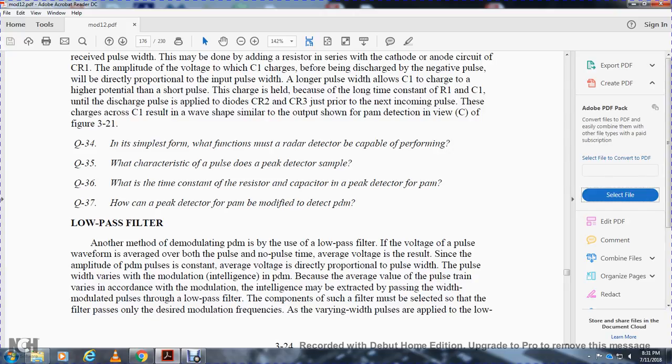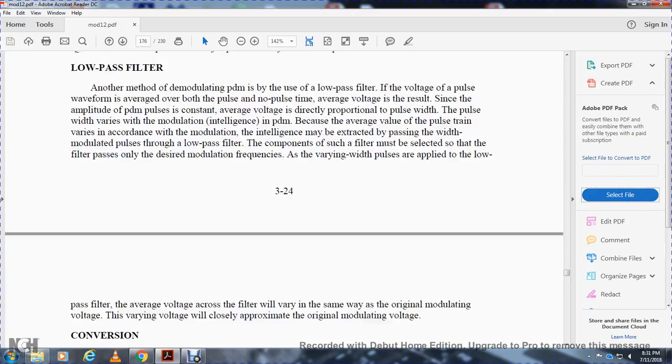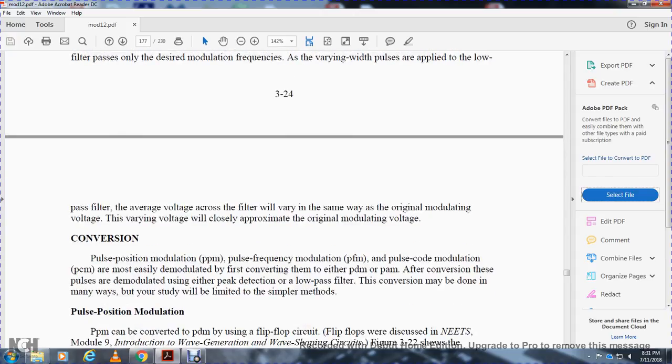The components of the filter must be selected so that the filter passes the desired modulation frequency. As pulses varying in width are applied to the low-pass filter, the average voltage across the filter will vary in the same way as the original modulating voltage. This varying voltage will closely approximate the original modulating voltage.